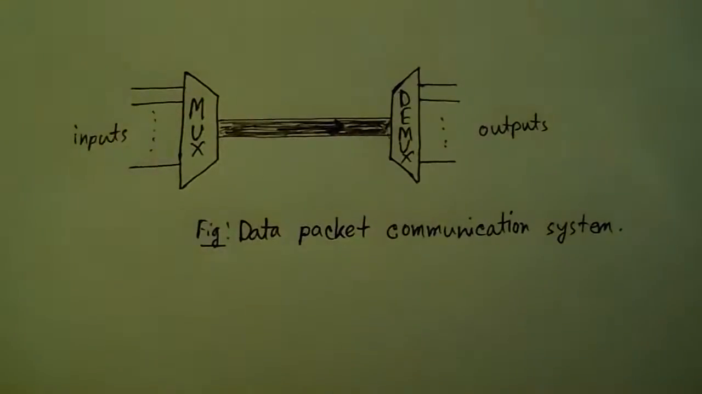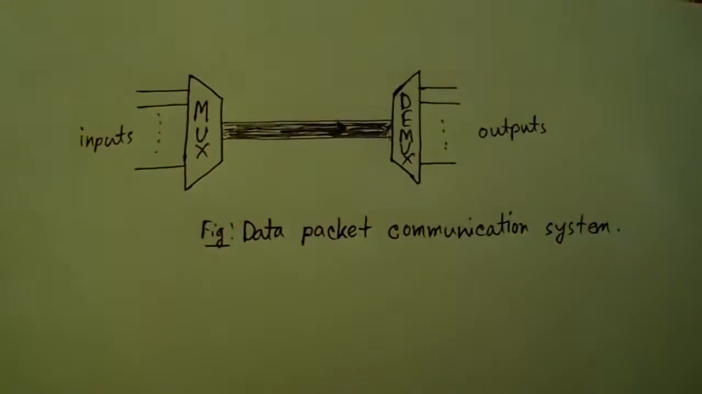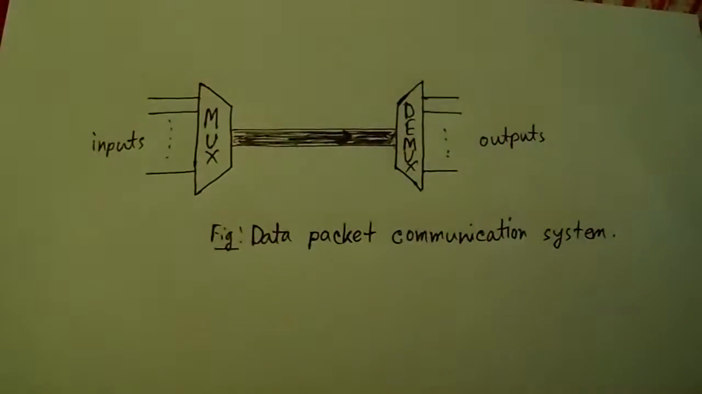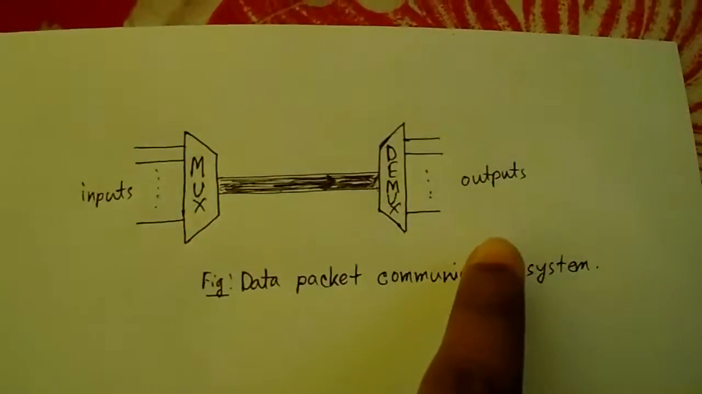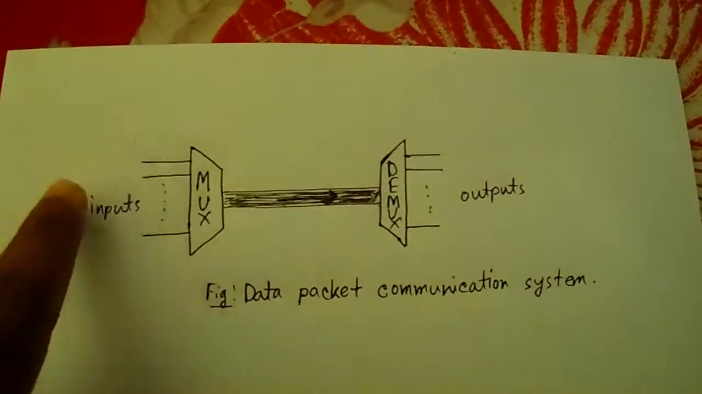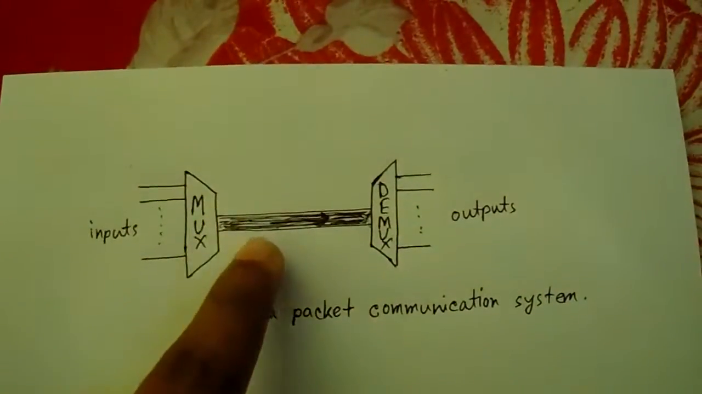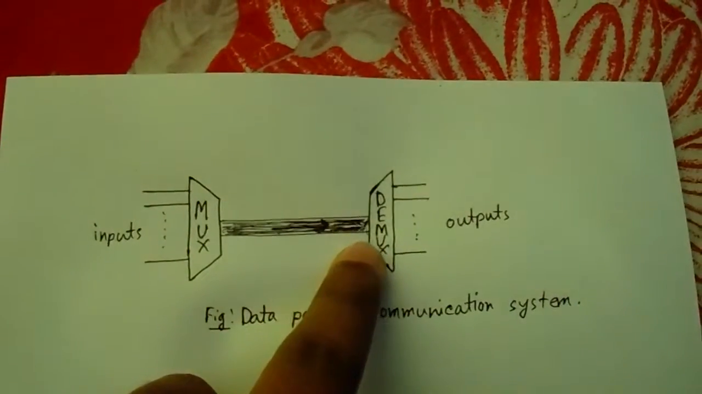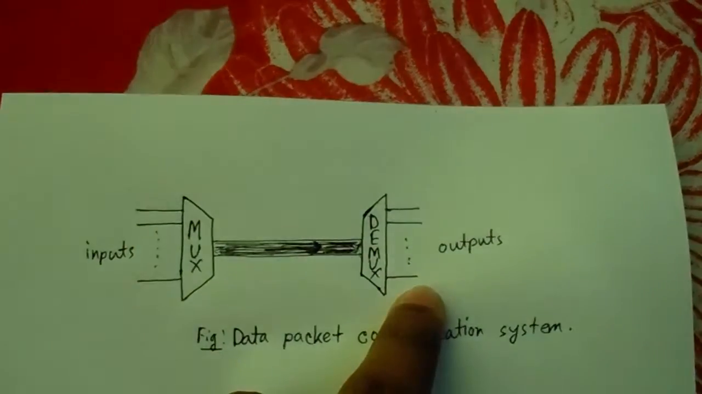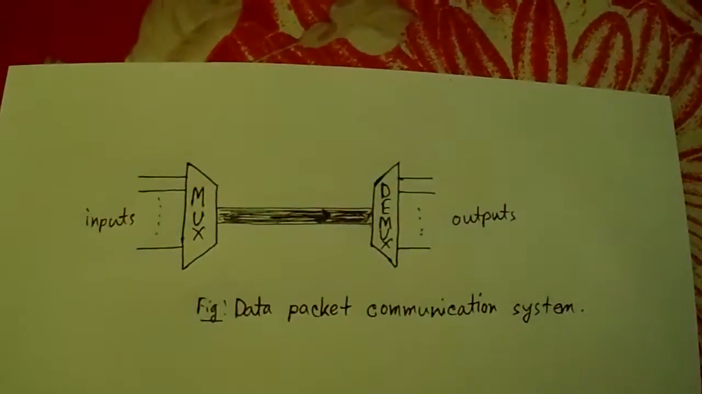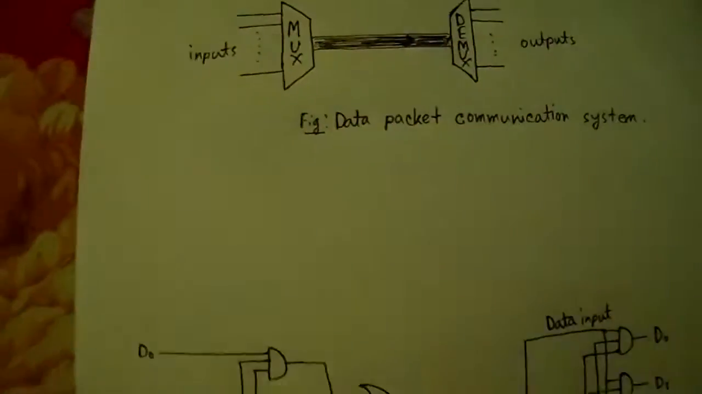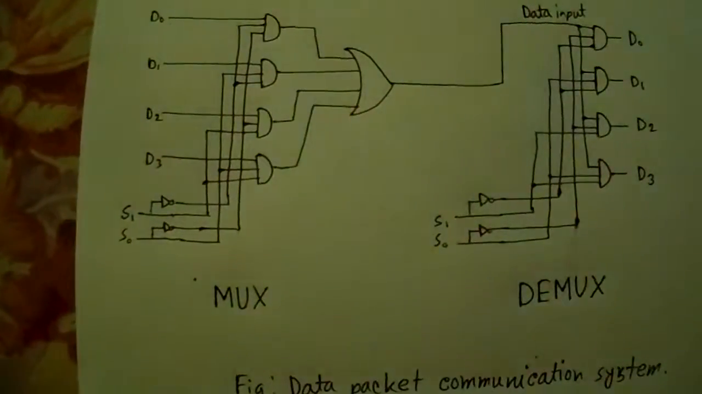Bangladesh. Today, I'm going to show you how to make a data packet communication system. For making this system, we need the mask and demask concept. You can see here, the mask will take the input and output some data, which will be taken as input by the demask, which will then output. Now I'm going to show you the circuit diagram of our communication system.